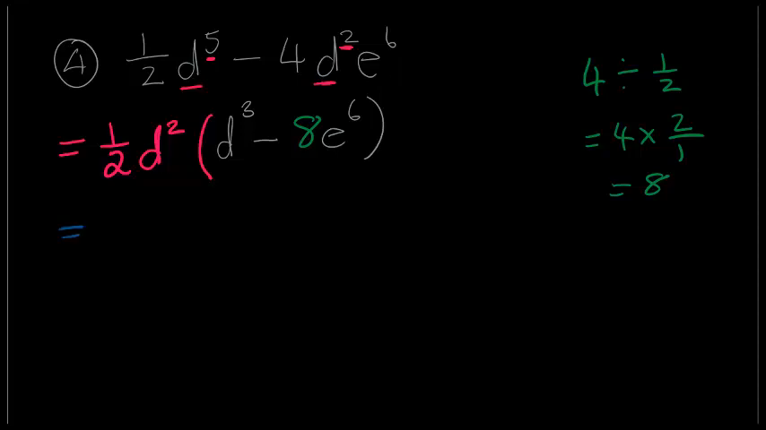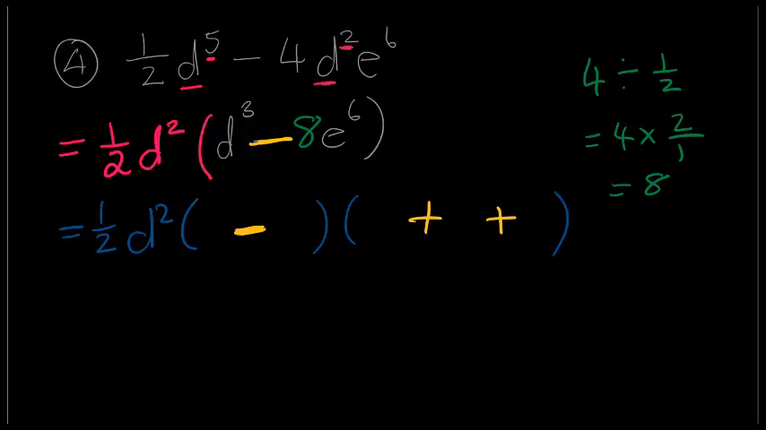Now I'm going to say a half d squared. I've got two brackets. My first bracket is a binomial. My second bracket is a trinomial. The sign in the binomial is minus because that's the sign in the question. Then I have a plus because it's the opposite of minus, and another plus. So d cubed becomes d, and e to the power of 6 becomes 2e squared, because 6 divided by 3 is 2.